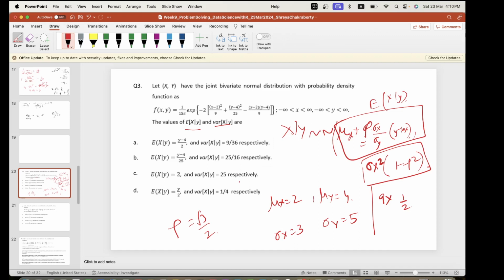Ma'am, rho is coming out to be root 3 by 2. So sigma x square into 1 minus rho square should come out to be 9 by 4. Sigma x square into 1 minus rho square, no? So 1 minus rho square is 1 by 4. So it should be 9 by 4. Yes, sorry.